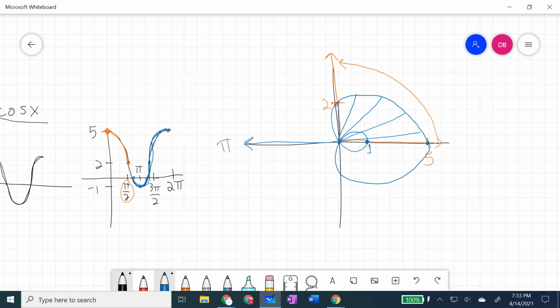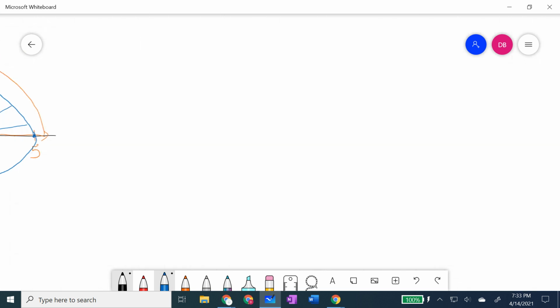Now, the next thing we might want to look at is Rose curves.